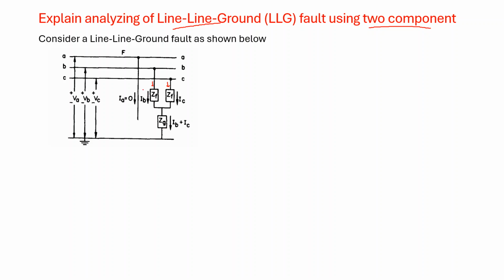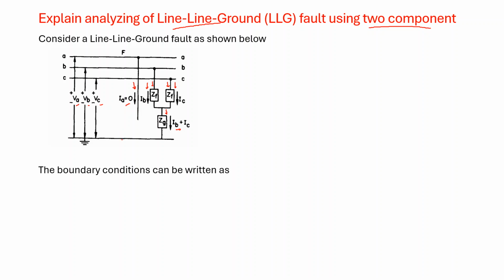So these are the respective currents. From phase B we get a current IB, phase C we get a current IC, and these two combine together to get current here as IB plus IC. From phase A, the current coming out from the phase A, IA is 0 because there is no current comes out of phase A, so IA is 0. And here it is shown the voltages of each of the phases VA, VB, and VC.